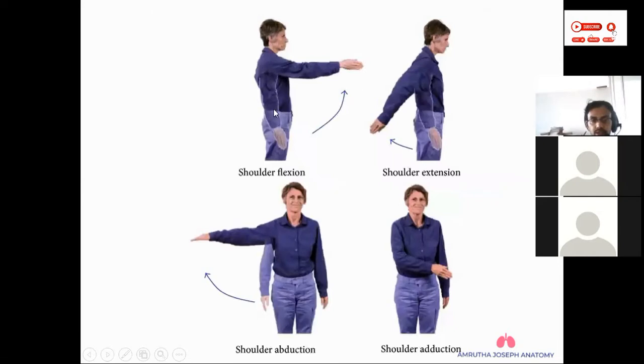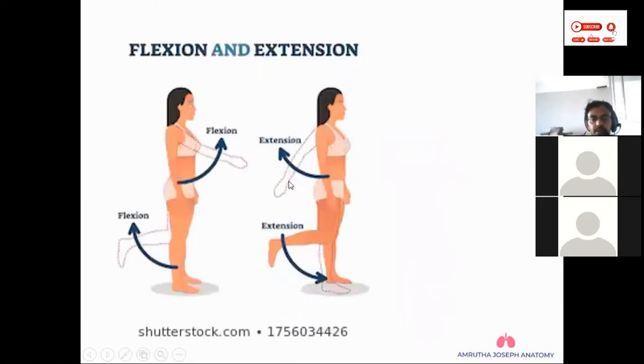Other movements: shoulder flexion, and coming to the normal anatomical position, this is extension. Here, shoulder abduction. This is the normal anatomical position, abduction, and the opposite movement, bringing it close to the midline, is adduction. Again, flexion of the shoulder, and coming to the neutral position, extension, a posterior movement, extension of the shoulder.